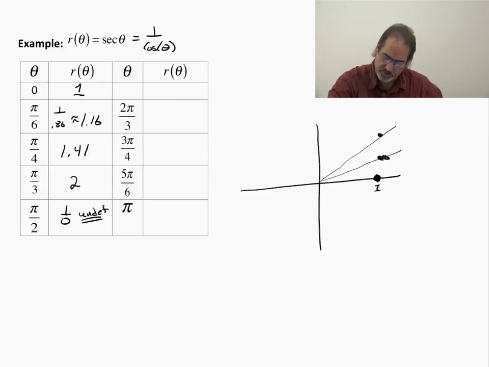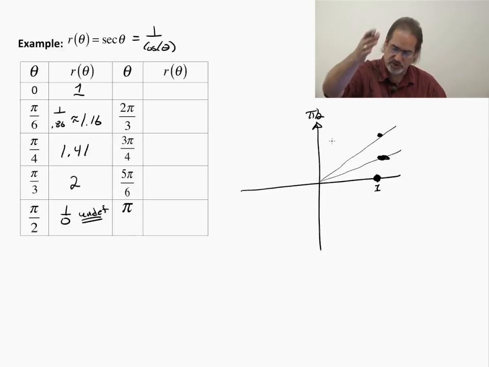Actually, it's arcing back, so it probably should be more like that, or maybe more like this. When we get to pi over 2, remember the radius is undefined. So as I get to pi over 2, my radius is going to be undefined, but prior to that it's going to be approaching infinity. It's going to get, obviously, huge.